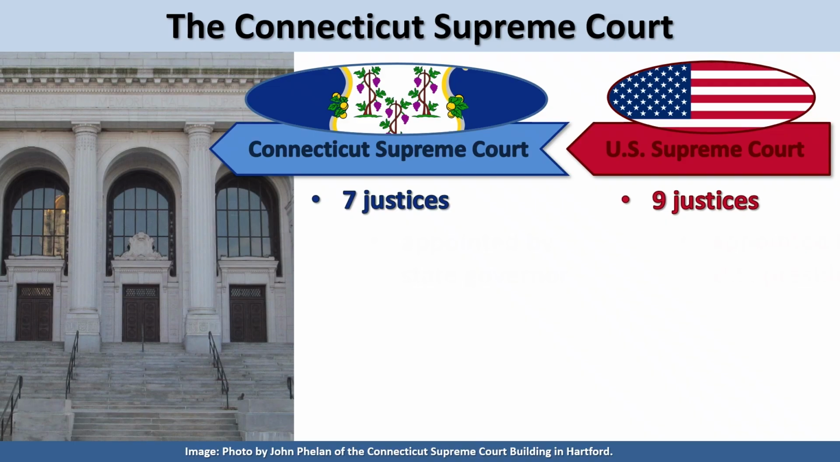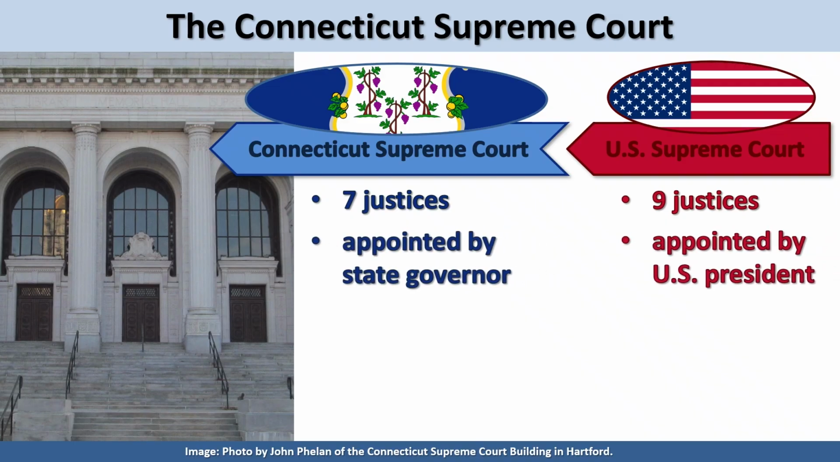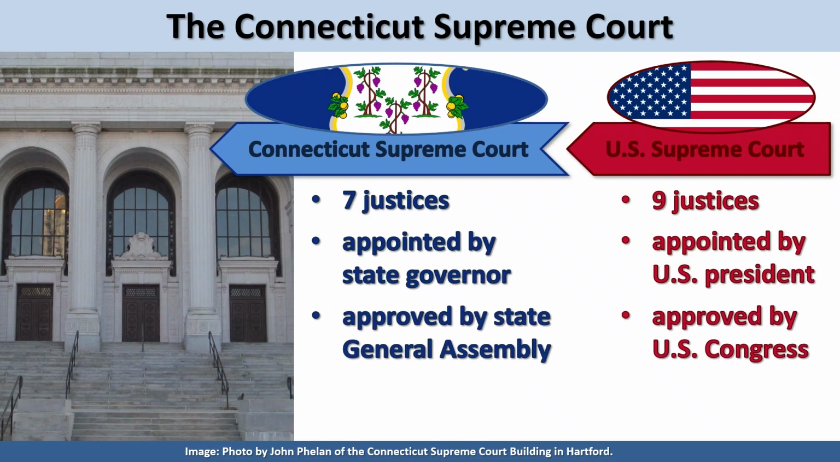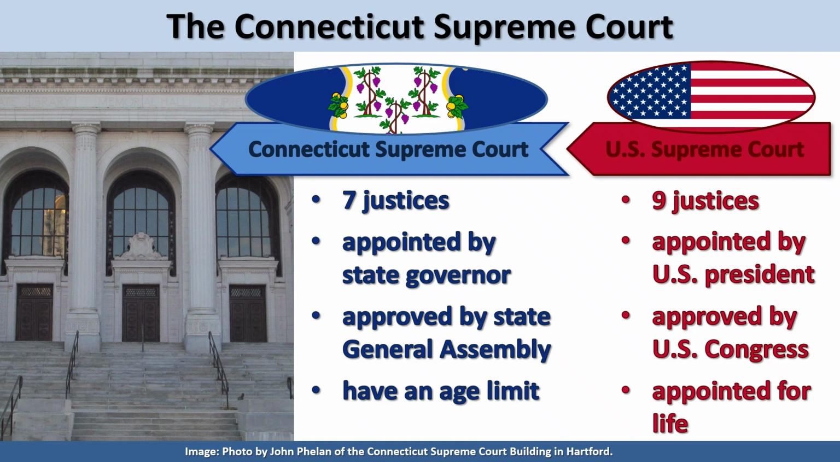In a system similar to the federal selection of justices, Connecticut Supreme Court justices are appointed by the governor and approved by the General Assembly. There's no term limit for a Connecticut Supreme Court justice, but there is an age limit. Unlike U.S. Supreme Court justices, Connecticut Supreme Court justices must retire when they turn 70 years old.